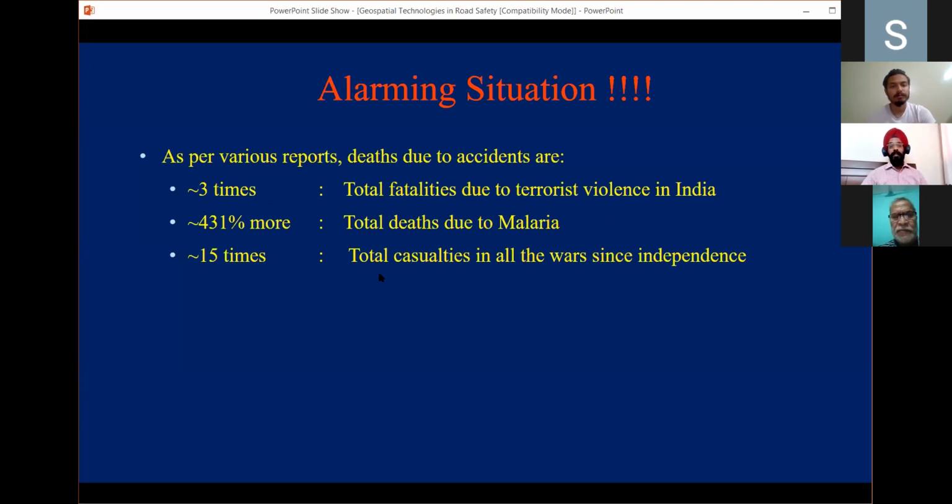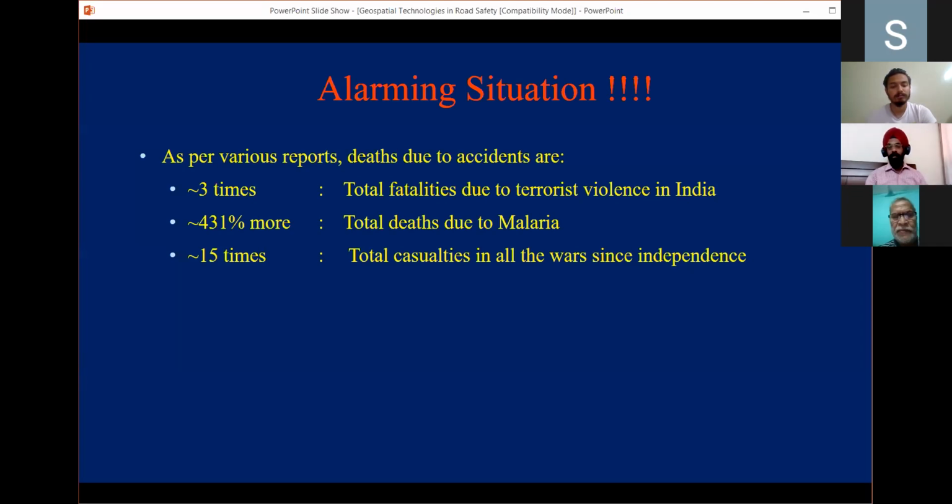And you must be surprised that if we club together the total casualties in all the wars since independence, even then road accidents are 15 times more than this. So this is an alarming situation. We must take initiatives. Apart from various non-technical interventions, we have to go for technical interventions also.